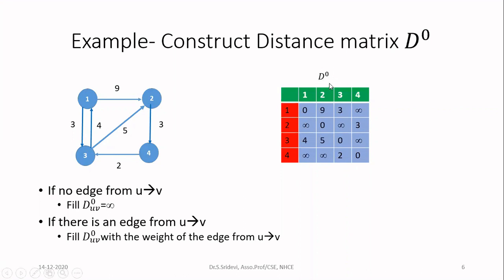Now we are going to proceed with the construction of the other matrices. Totally here I have n nodes. That means there are 4 nodes. That means totally I will construct 5 matrices. They are D0, D1, D2, D3 and then D4. Now the construction of D0 is over. Once you finish the construction of D4, your answer will be ready. Okay, so now let us see how to construct the matrix D1.